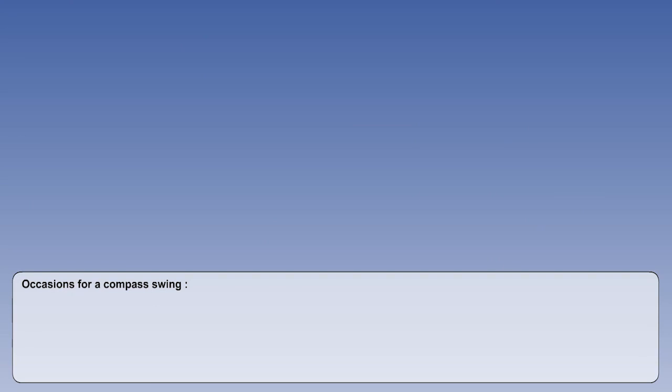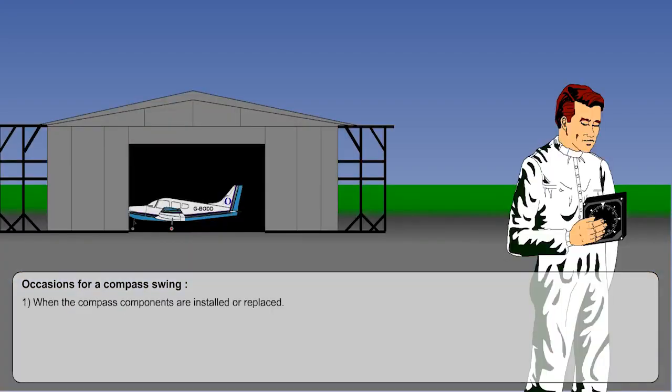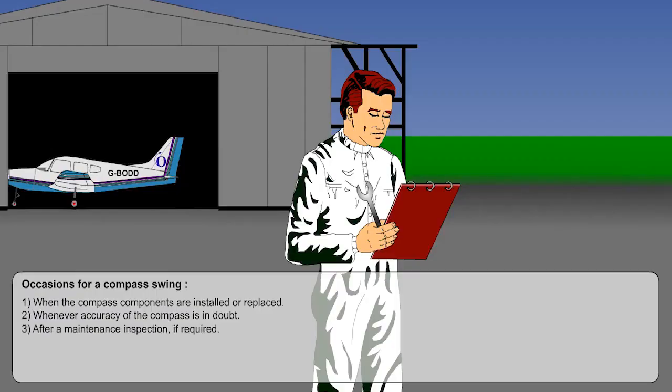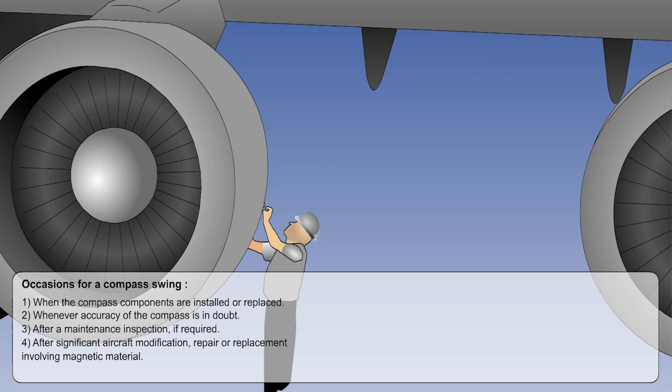There are a number of occasions when a compass swing will become necessary. They should be noted, and they are: 1. When the compass components are installed or replaced. 2. Whenever accuracy of the compass is in doubt. 3. After a maintenance inspection if required. 4. After significant aircraft modification, repair, or replacement involving magnetic material.